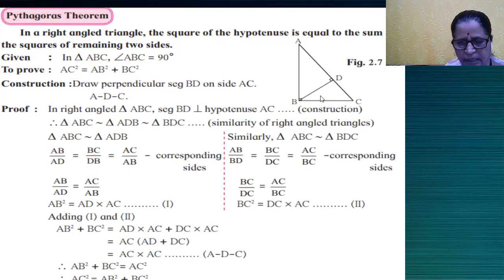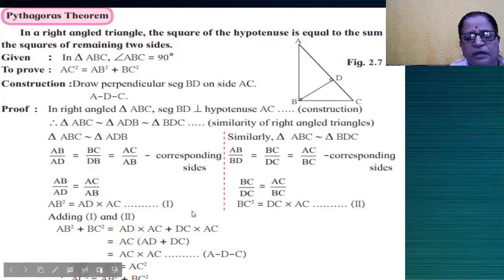In the second pair, we are going to see triangle ABC similar to triangle BDC. ABC is the main triangle and the other triangle is BDC. Here you can see AB divided by BD, BC divided by DC, and AC divided by BC. Corresponding sides are in proportion. So we are taking this pair: BC divided by DC is equal to AC divided by BC. By cross multiplication, BC into BC, BC square is equal to DC into AC.